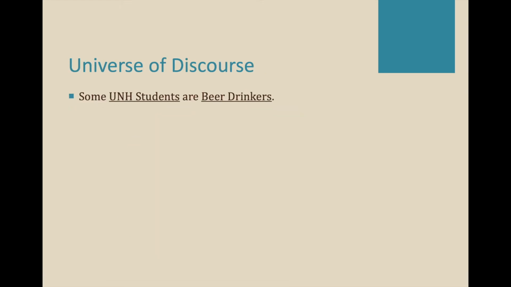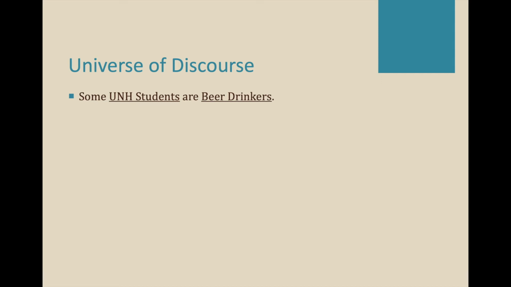So here's a two-term statement that combines our subject term, UNH students, with a predicate term, beer drinkers. So let's go back to our operations of mind. We look at this statement and we want to ask first, are the terms clear? Do we know what we mean by UNH students? Do we agree that beer drinkers refers to a class or category of people who consume an alcoholic beverage made from malt, water, yeast, and hops?